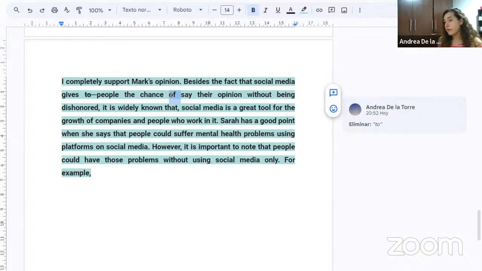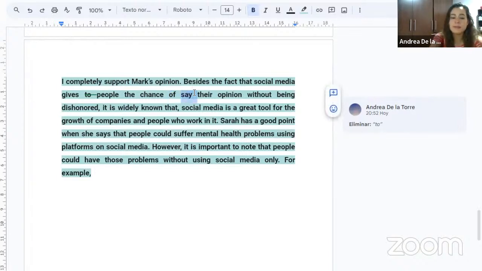If you're going to use a verb after that, then you need to use a gerund, ing. Entonces, the chance of saying. This is about using social media. It's important to use social media for staying connected with your loved ones. No? For staying connected, about using social media. The chance of expressing your opinion. Entonces, siempre con esas preposiciones.